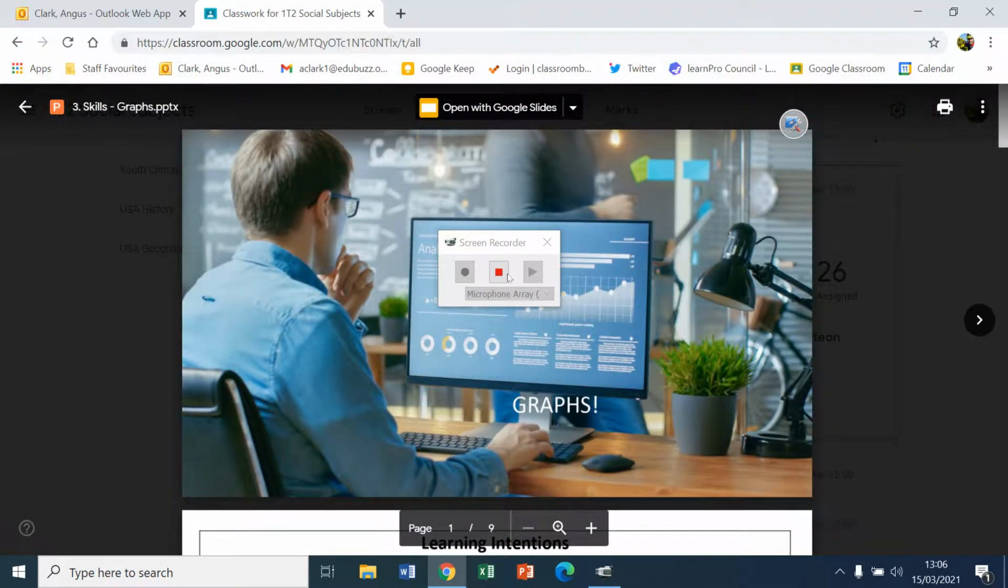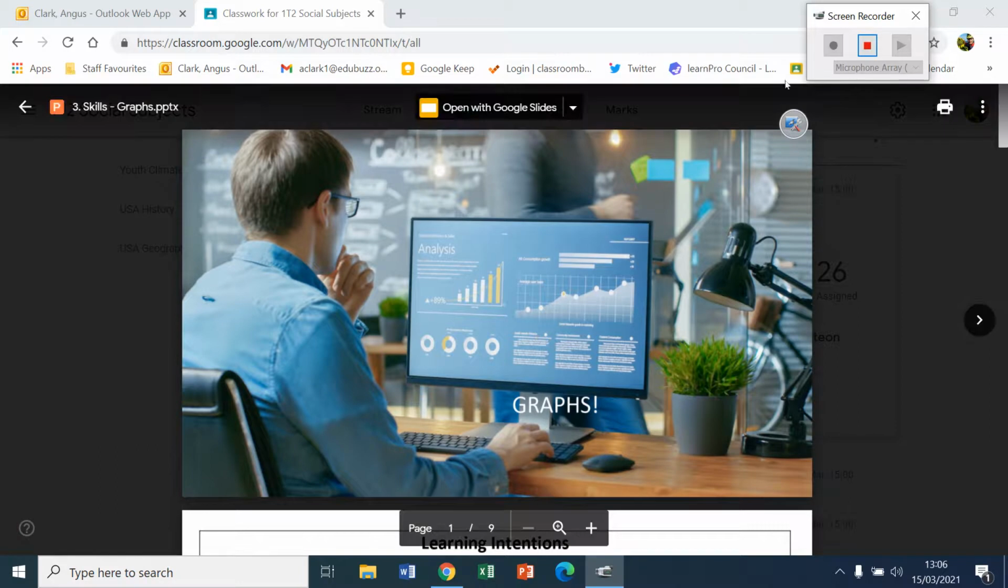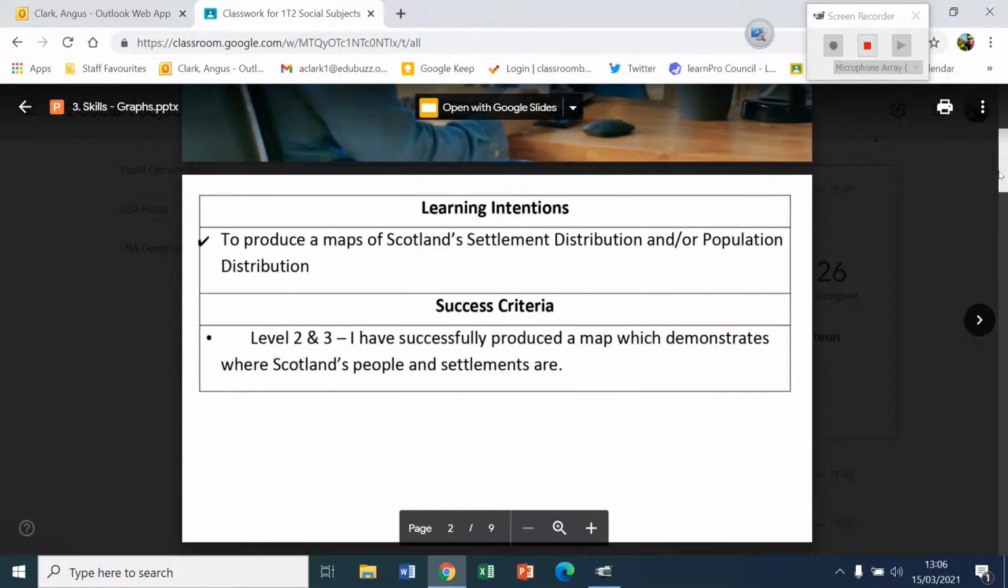Okay, S1. So welcome back to social subjects and geography, and we're looking at the Scotland unit of geography. So we're looking at a bit of graph skills, a key skill in geography and in lots of other parts of different courses throughout school. So quite a useful skill for you. And your learning intentions, carrying on from last week about being able to make maps of Scotland's population spread or settlement spread, and we're going to make some graphs using that information today.